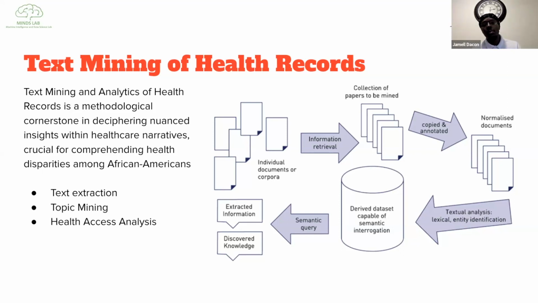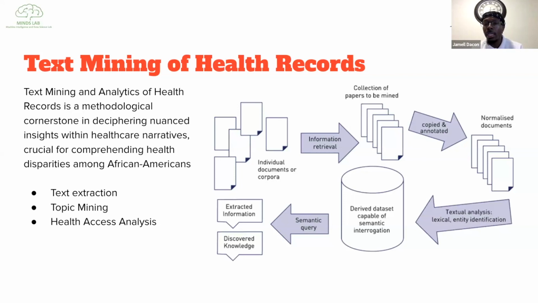So the first one would be text extraction. Again, text extraction is a pivotal, very crucial task in NLP. So this involves the systemic conversion of unstructured textual data into structured, analyzable formats. So in essence, it's the process of discerning meaningful information from diverse textual sources. So we can consider, for example, EHRs. EHRs are electronic health records.